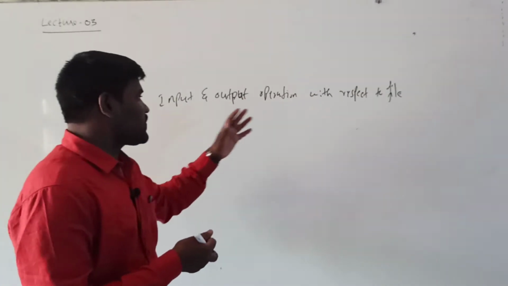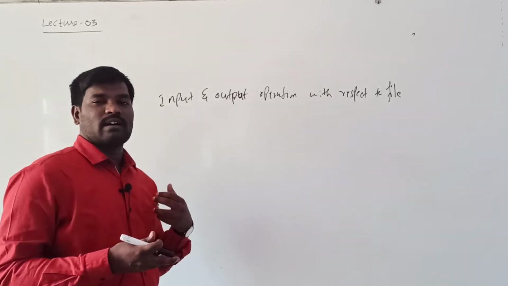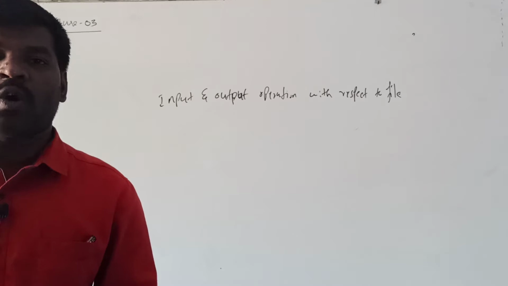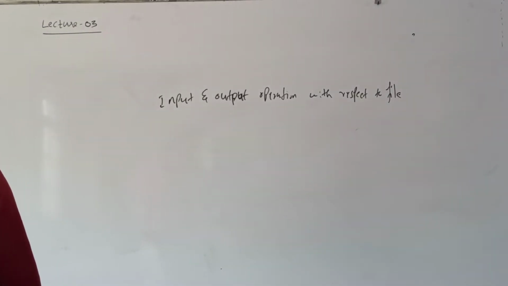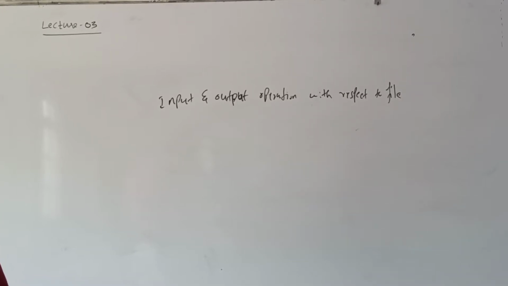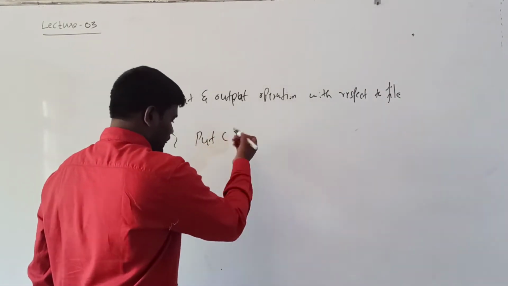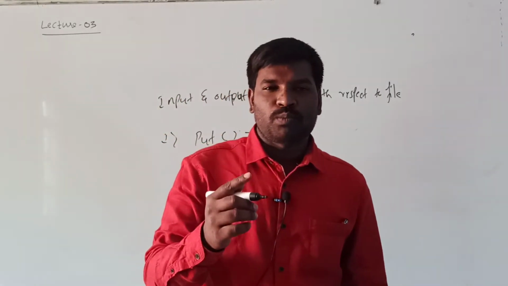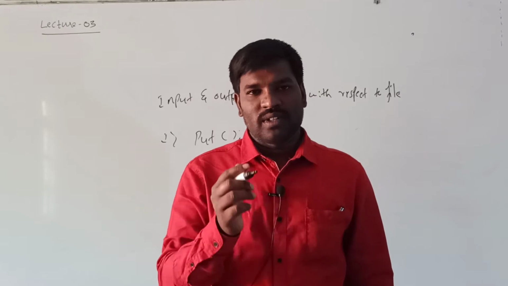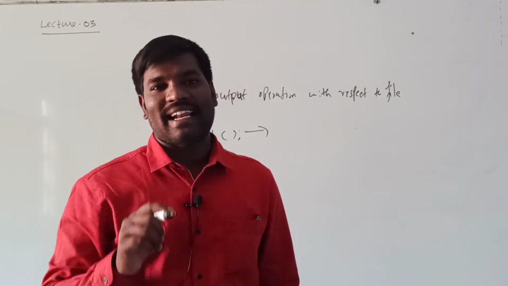But with respect to files, what functions do we use for input and what functions do we use for output? We will discuss that now. The first one is put. Here put is one type of output function. It is used to write or print a single character.